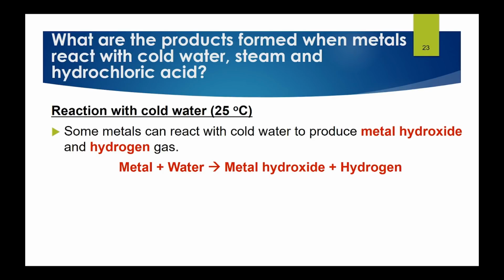Metals can react with cold water. Not all of them, but some of them can do so. And cold water in chemistry refers to water at 25 degrees Celsius, right? In this reaction, it produces two kinds of substance, metal hydroxide as well as hydrogen, right? So these are the two products that come about. Let's take a look at each of the reactions individually.